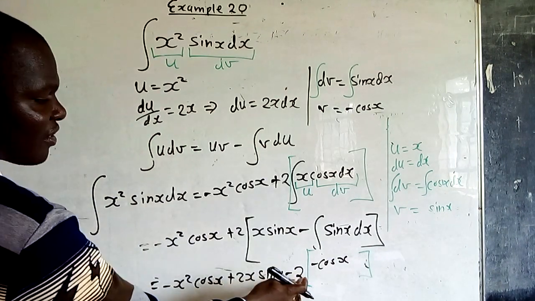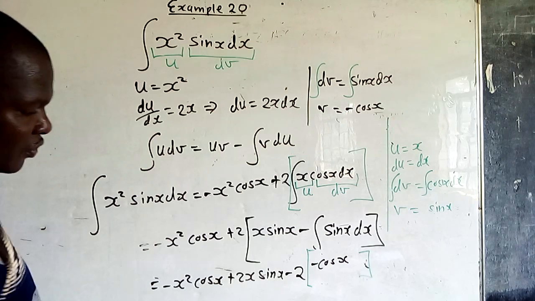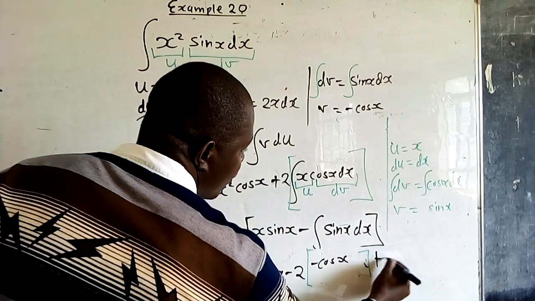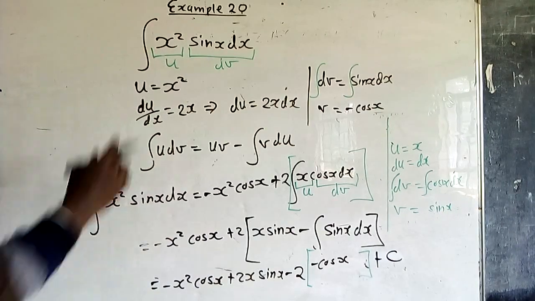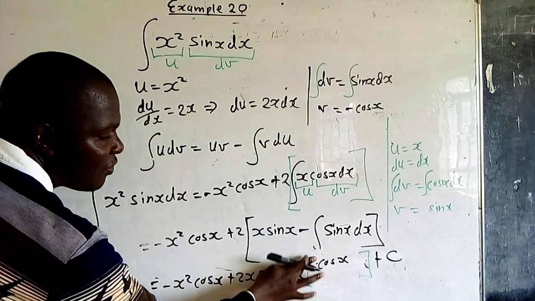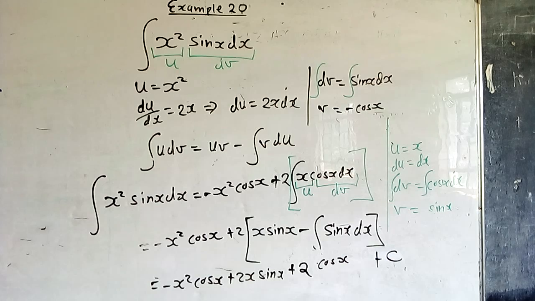If you open that bracket, negative 2 times negative is positive 2. Okay? Positive 2. So at the end of the integration process, you add your arbitrary integration constant if you don't have the limits. Okay? So when you open here negative 2 times negative, the whole of that goes to positive 2. So you don't have any bracket now. So that is how to handle a problem of that nature.